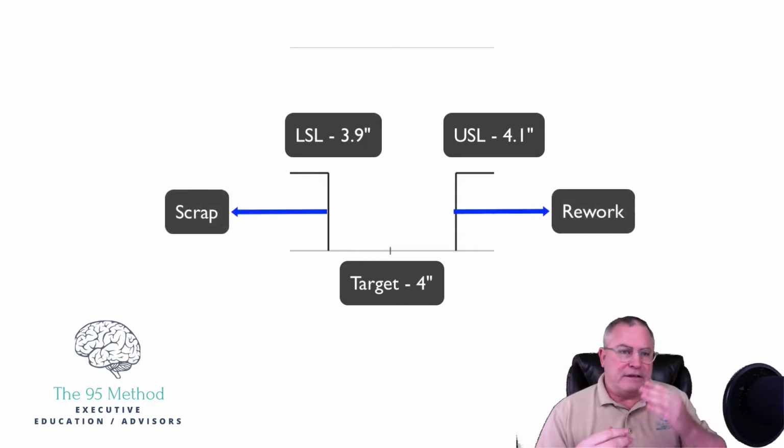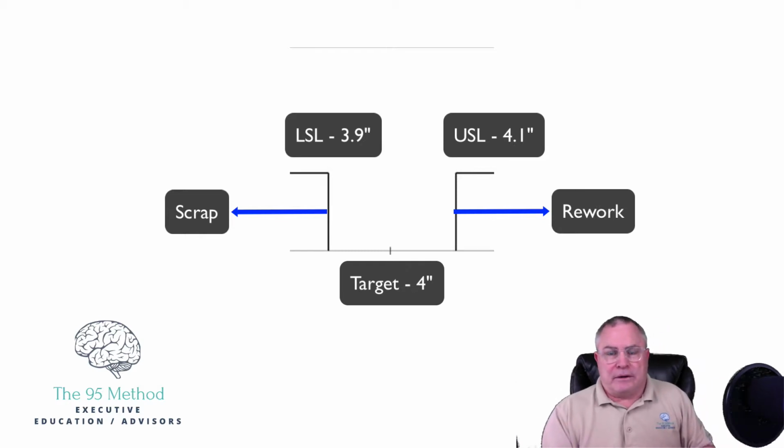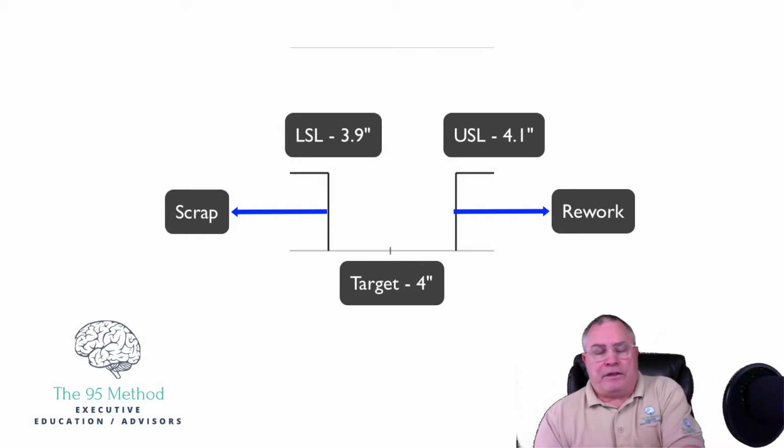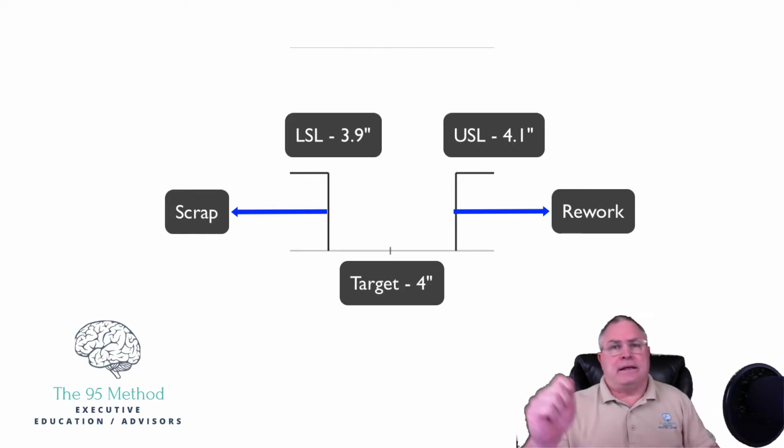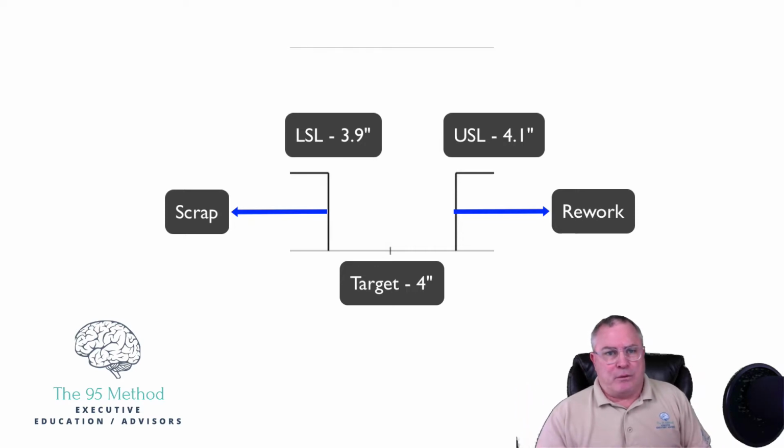Obviously, if it's 3.8 inches, we can't add any more metal to it, so that would be scrap in order to get to our target of 4 inches. With the upper specification limit, if it was 4.2 inches, then we would have to rework it to bring it within the upper and lower specification limits. The thing to realize about this mentality is that there are costs. It costs us money to scrap something as well as money to rework it. That's where there's loss in manufacturing.